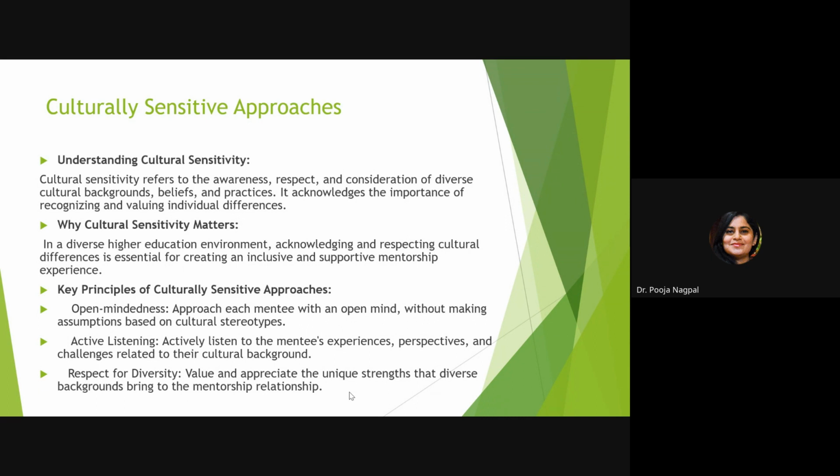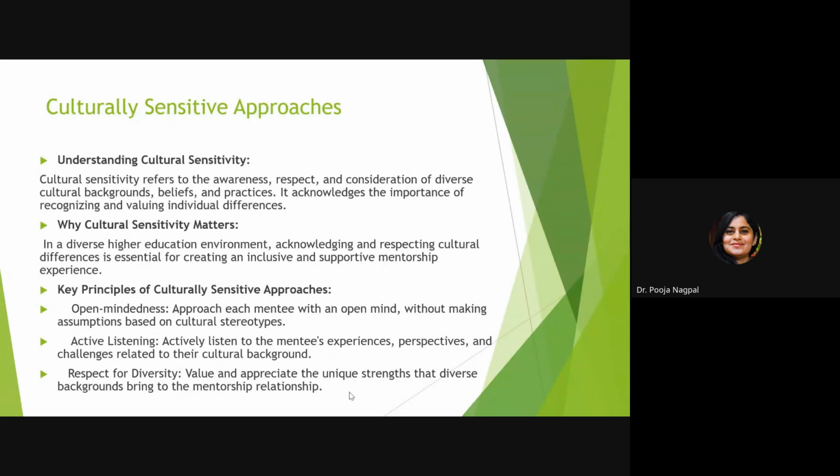In a diverse higher education environment, acknowledging and respecting cultural differences is essential for creating an inclusive and supportive mentorship experience. So, what are the key principles? Open-mindedness: approach each mentee with an open mind without making assumptions based on cultural stereotypes. That is the biggest approach. You need to eliminate stereotypes. If your student is from this region, then that will happen; if the student is from that region, you need to eliminate those stereotypes.